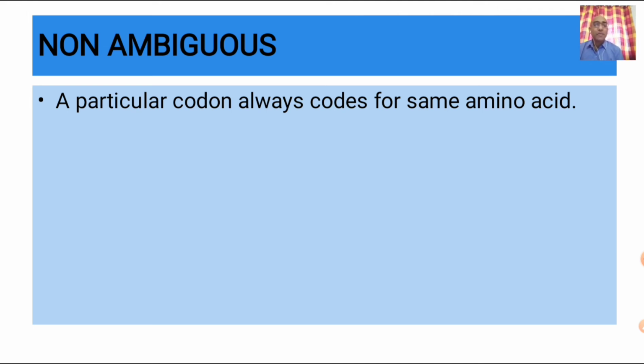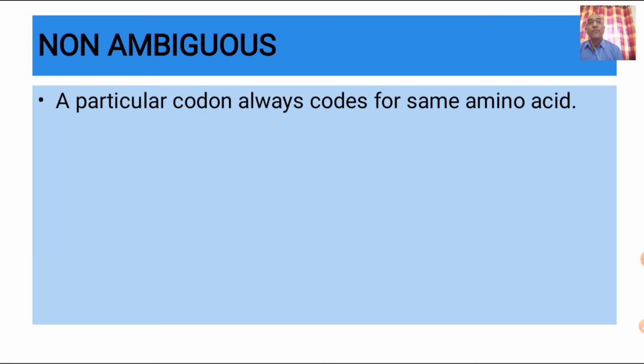So a codon makes the same amino acid irrespective of its position on mRNA. Here, non-ambiguous means a codon always codes for the same amino acid. For example, AUG codes for methionine. We have already discussed AUG. It's the initiation codon of protein synthesis. So AUG codes for methionine.